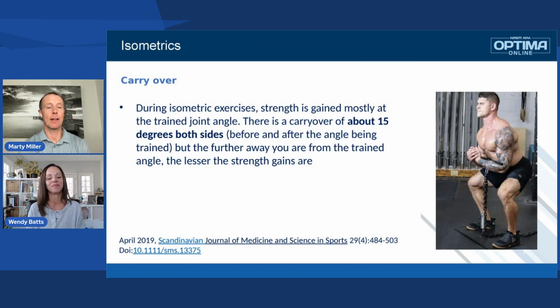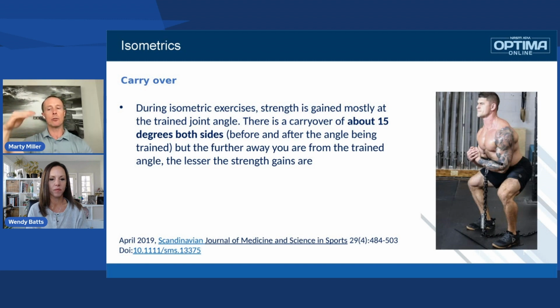So the carryover effect. So why are we doing an isometric? During isometric exercise, strength is gained mostly at the joint angle that you're working, but there is a carryover of about 15 degrees on both sides. So you don't have to do that many positions when you look at that 30-degree carryover before you can get through a full joint range of motion, or complete muscle action spectrum. But the further you go away from the trained angle, the lesser the strength gains are, but that doesn't mean there's no strength gains.